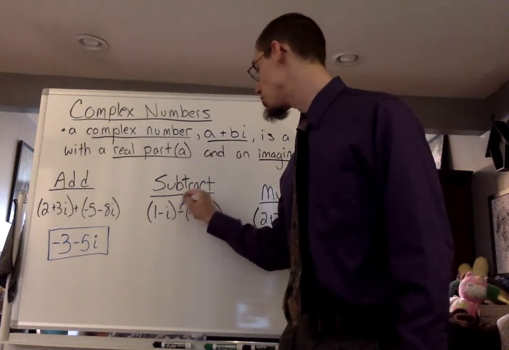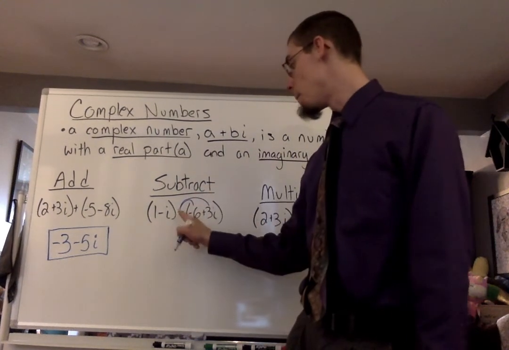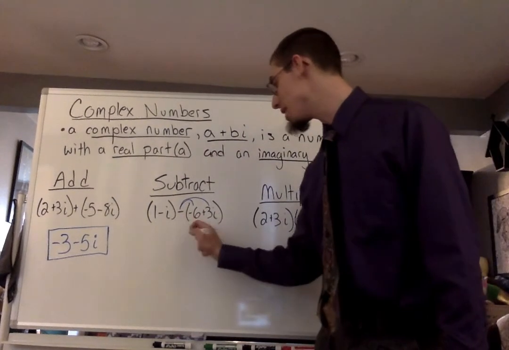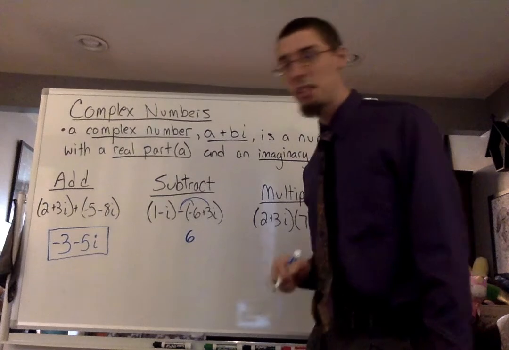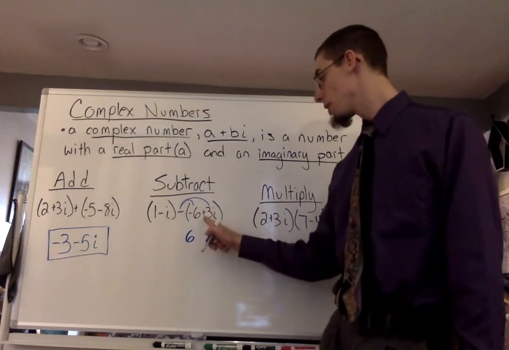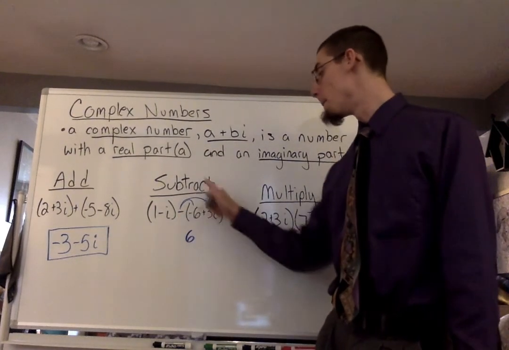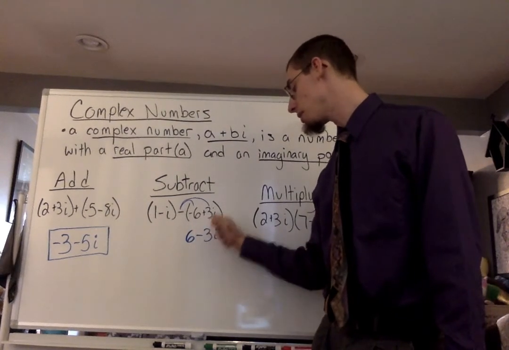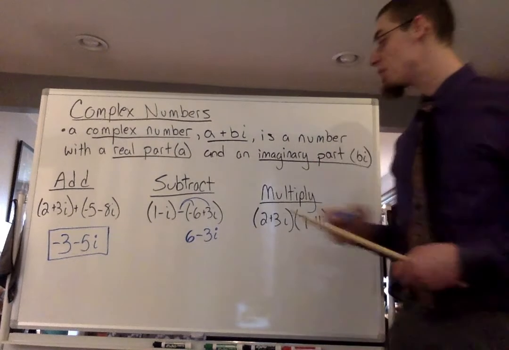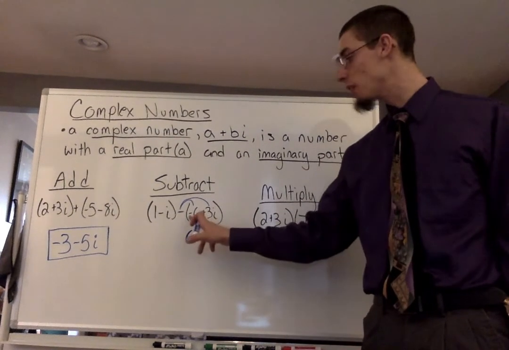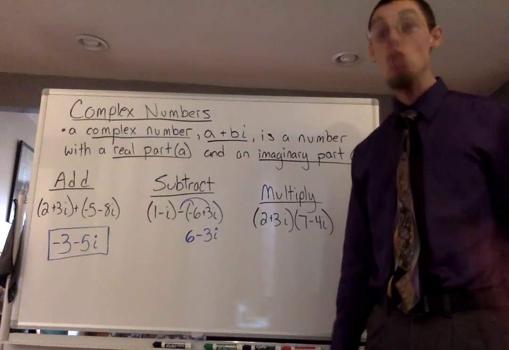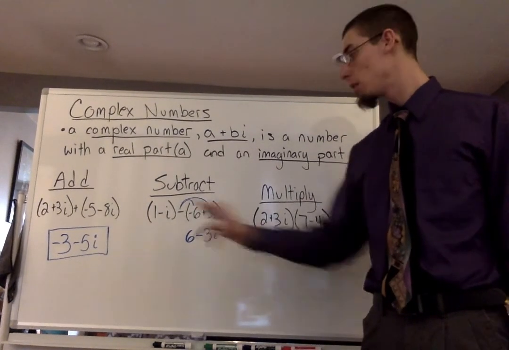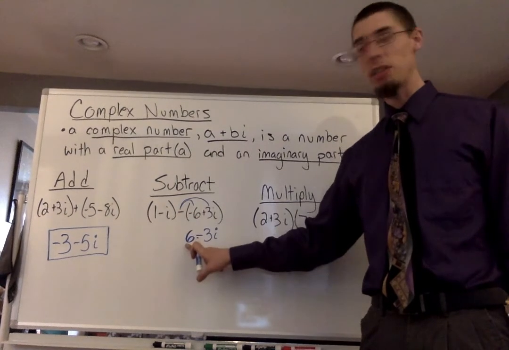So if I distribute the minus sign, minus negative 6, well, minus a negative actually makes it positive 6. This is a positive 3i. Minus a positive 3i is minus 3i. Remember, you basically just change the sign of all the stuff after the minus sign. You have to do that. If you don't do that, I can guarantee you you'll get it wrong. Minus a negative is positive 6.